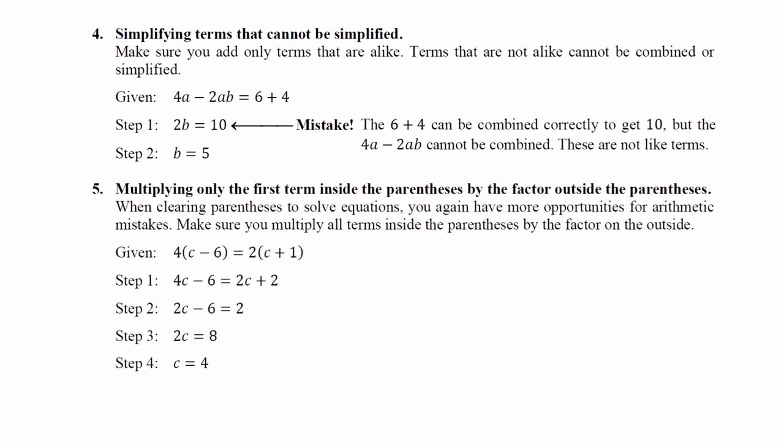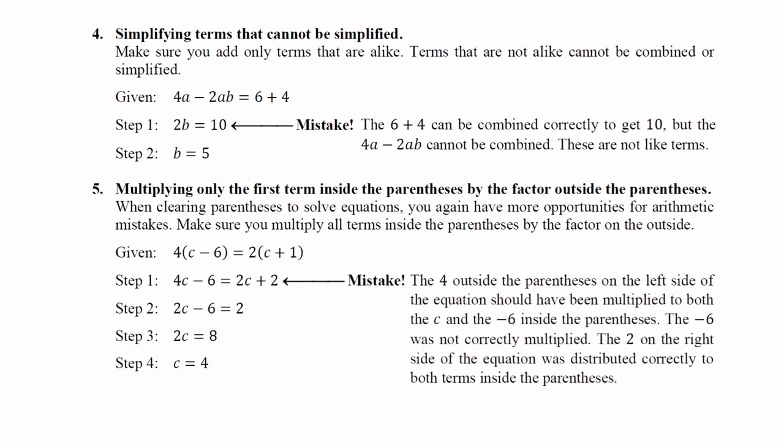Another common mistake is multiplying only the first term inside the parentheses by the factor outside the parentheses. This happens when you distribute, okay? So take a look here at step 1. 4 times c is 4c. 4 times negative 6 should give you negative 24, not negative 6. Here we forgot to multiply the 4 by the negative 6.